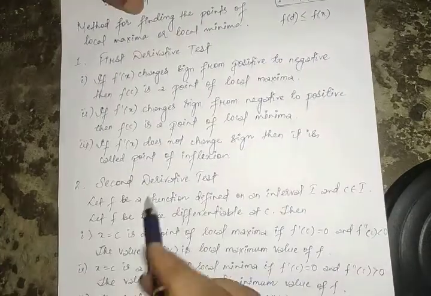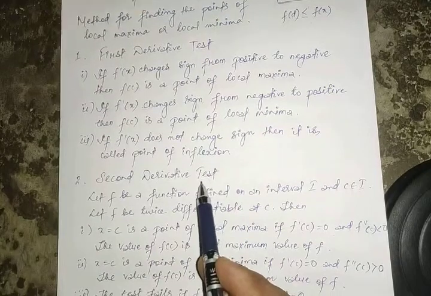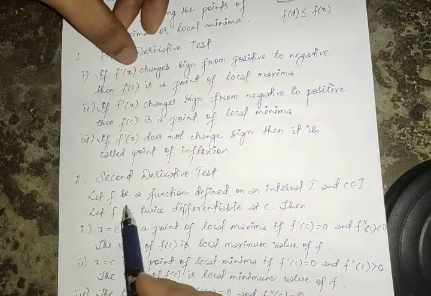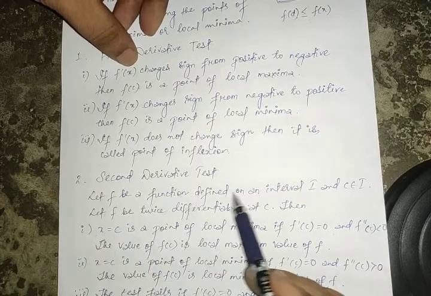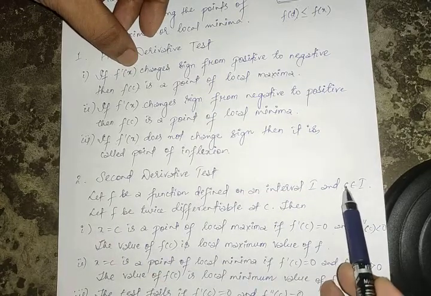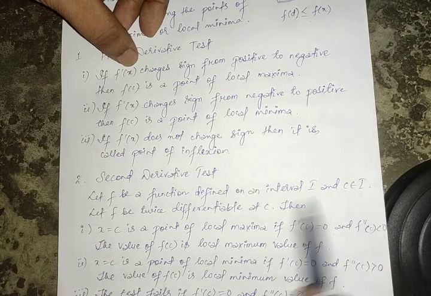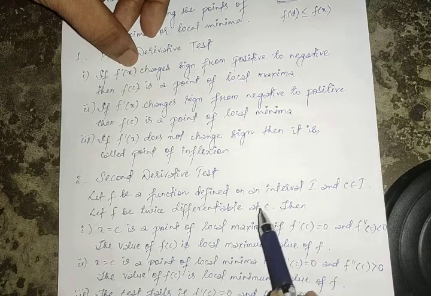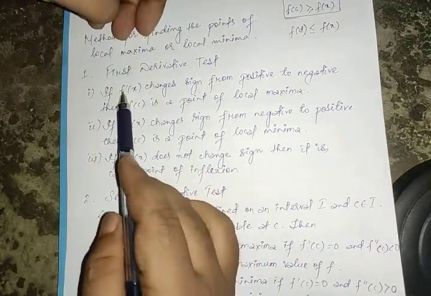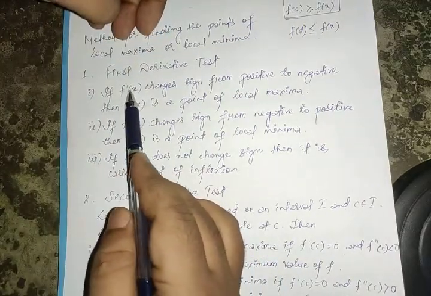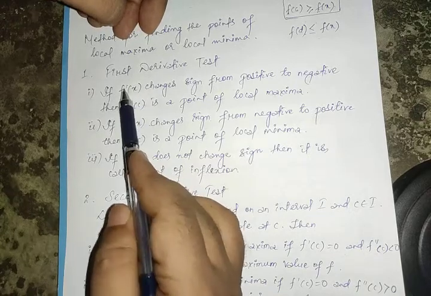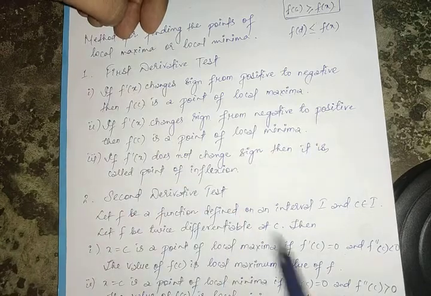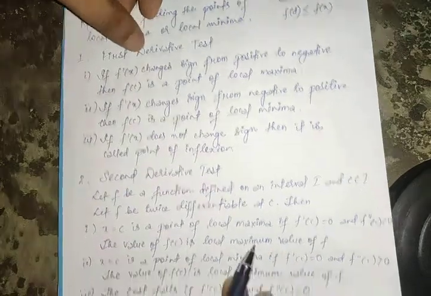Now coming to the second derivative test. There are two tests to find maxima and minima. So in the second derivative test, let f be a function defined on an interval I and c is a point which belongs to I. Let f be twice differentiable. Twice differentiable means first you differentiate f of x, that is f dash x, and then differentiate this f dash x again, two times. That's why it is called twice differentiable.